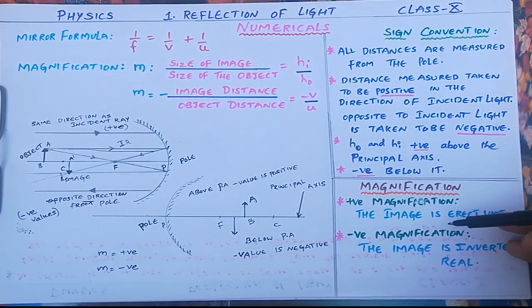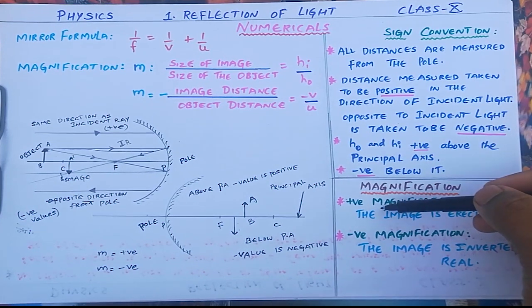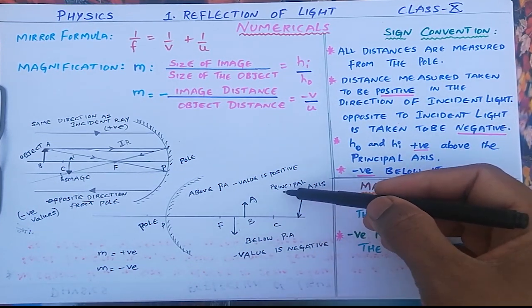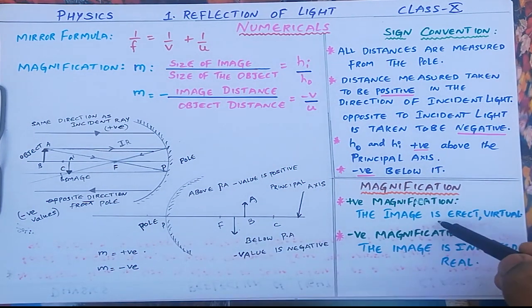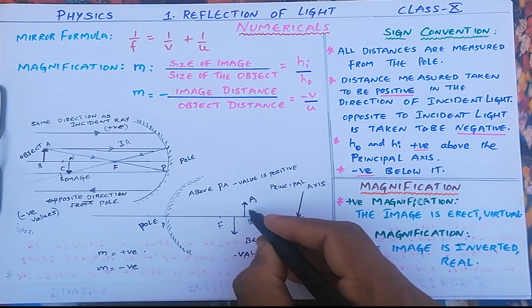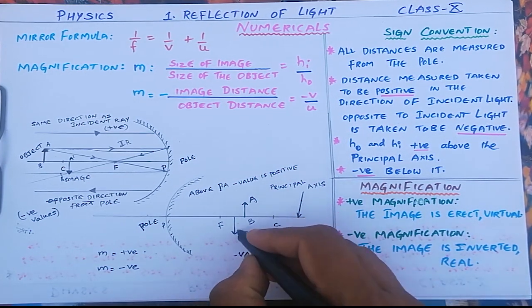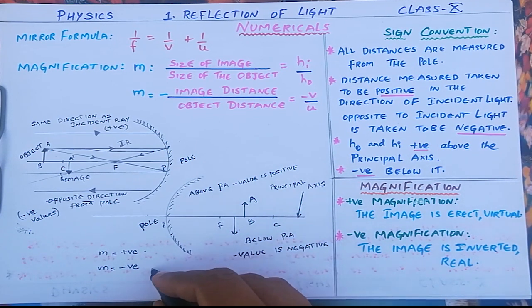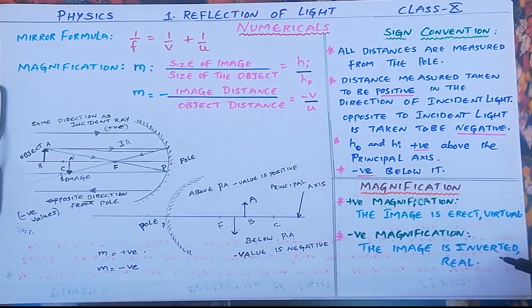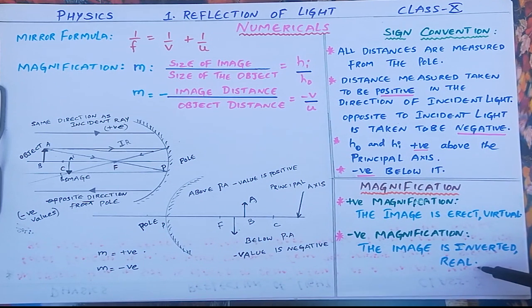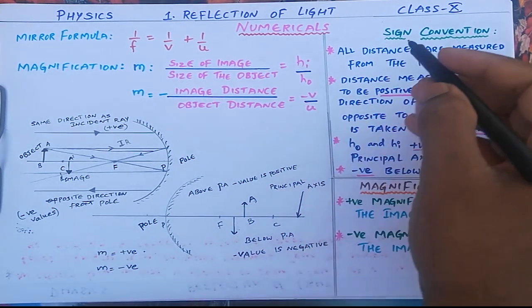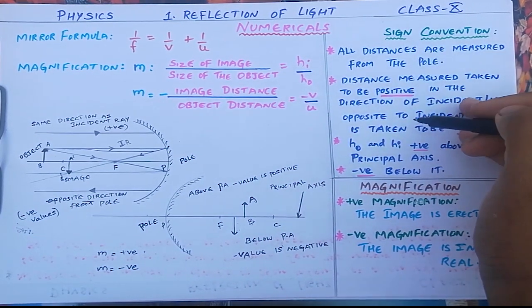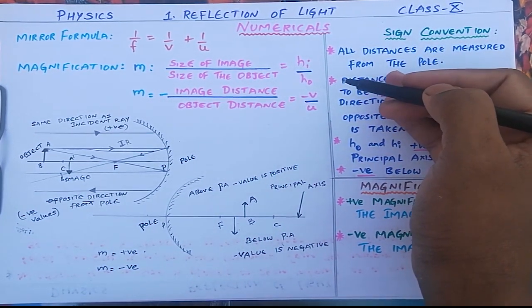Okay, coming to the magnification. We get positive magnification when the image is above the principal axis. Positive magnification means the image is erect and virtual. If it is below the principal axis, the image is inverted, and that is a negative value. So the image formed is inverted and it will be real. This is negative magnification. Now coming to the formulas, I hope you understood these sign convention rules.